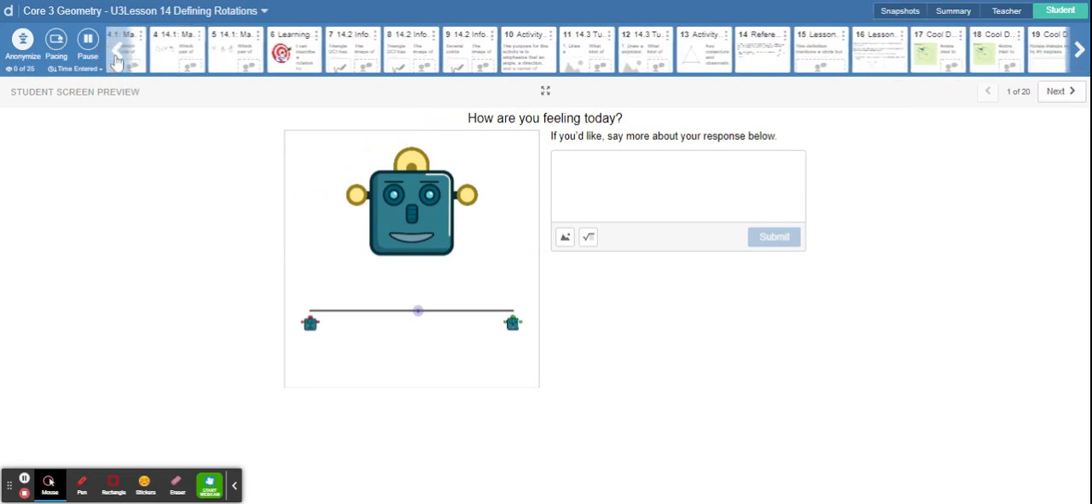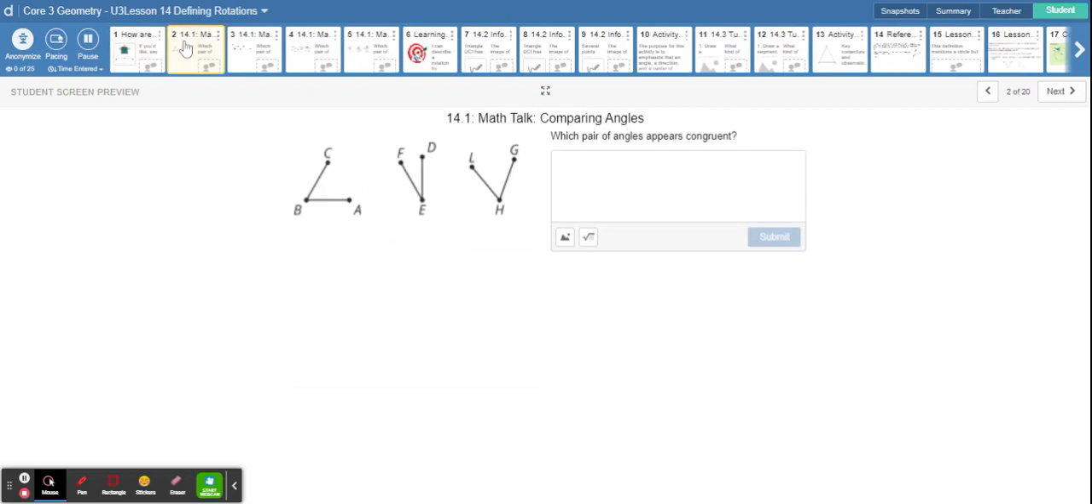All right, now that you've filled out that first slide about how you are feeling today, we're going to do this warm up here, which is our math talk. You have a series of 4 slides where you're going to look at 3 different angles, and you're going to type in here which pair of angles you think appear to be congruent.